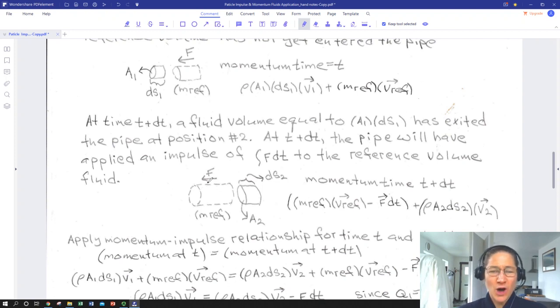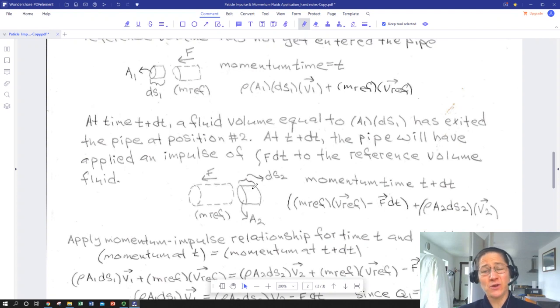But in moving that water, we've allowed that frictional force to operate on the reference volume. So as that packet of water moved through the tube, an impulse was delivered by the tube walls to the reference volume only. So we can look at this as an after state at t plus dt. We don't have that forward packet.